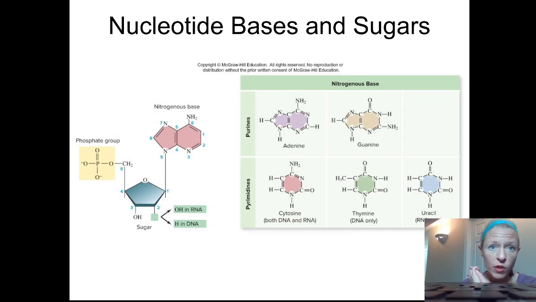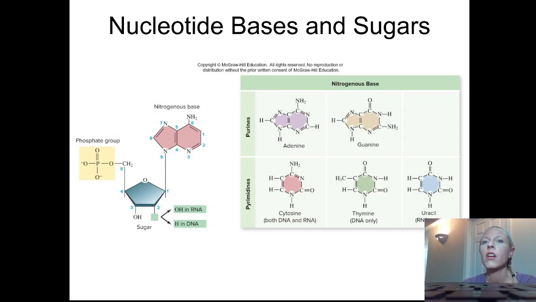For your nitrogenous bases, they pair together, and adenine pairs with guanine, and those are your purines. And in DNA, cytosine pairs with thymine, and in RNA, cytosine pairs with uracil.